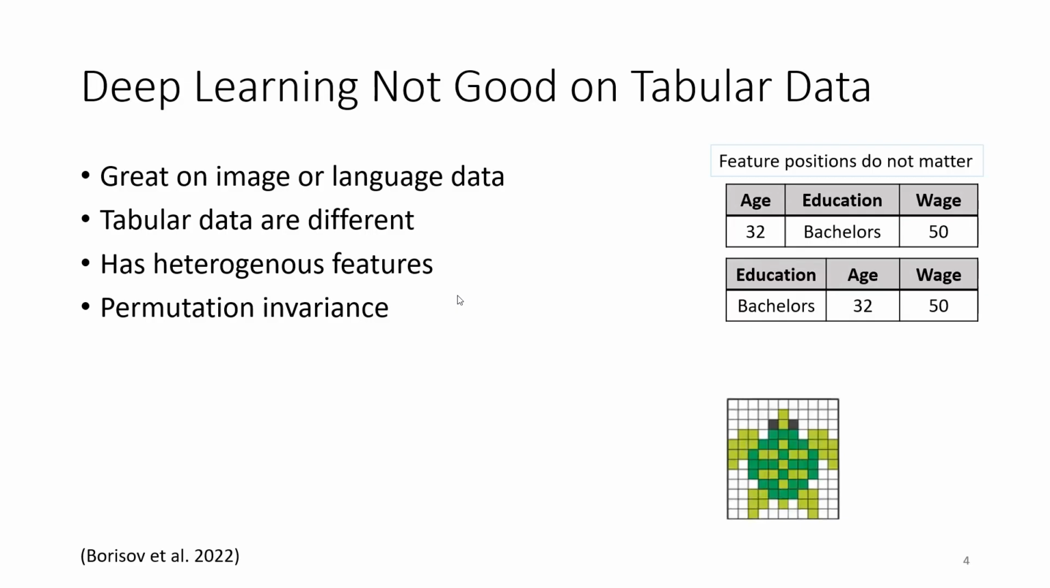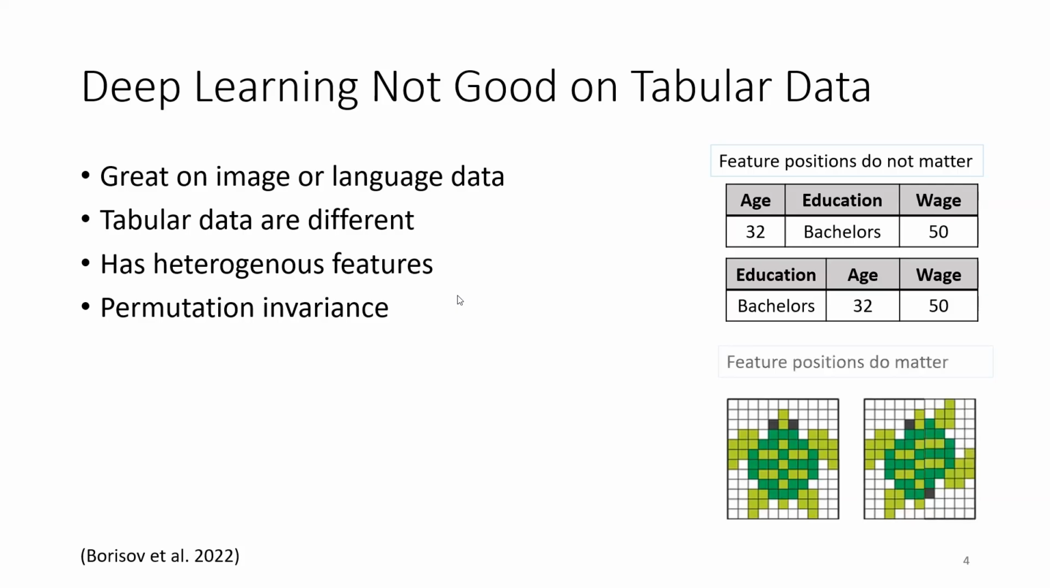In contrast to images, consider the pixel intensity, and they're arranged in a manner that makes us see a turtle. If we were to swap out the pixels, we can no longer see a turtle, and so feature positions do matter. Such differences in data and shortcomings of deep learning in tabular data is clear in the literature.